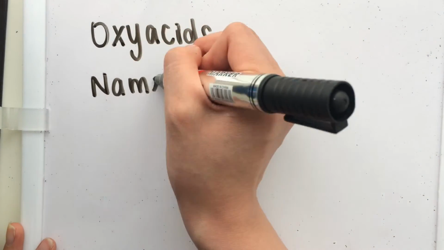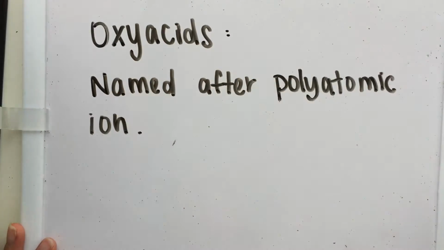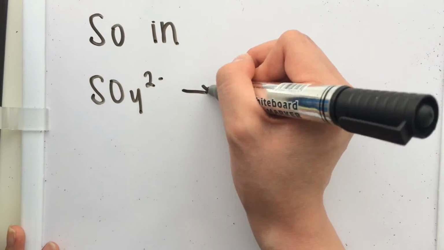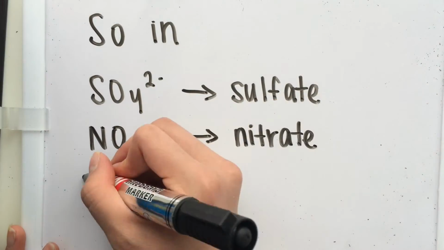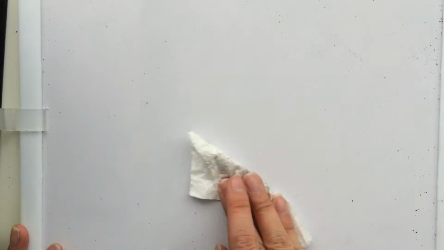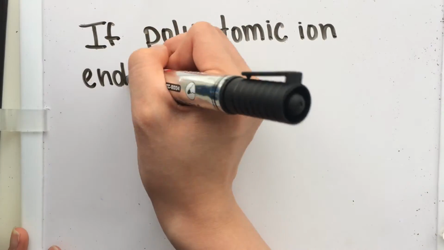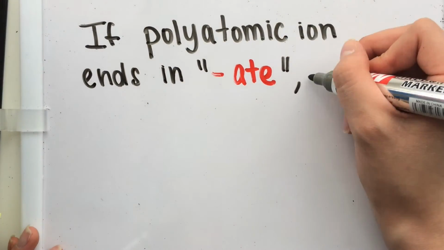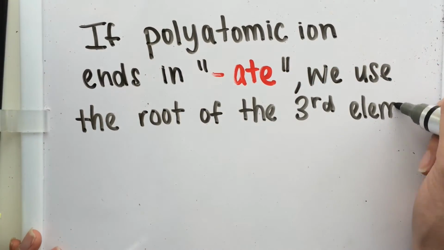Oxy acids are named from the polyatomic ion. So in SO4, we use sulfate. In NO3, we use nitrate, and in PO3, we use phosphite. Now with naming the oxy acids, if the polyatomic ion ends in ate, we use the root of the third element and add an ic and an acid.